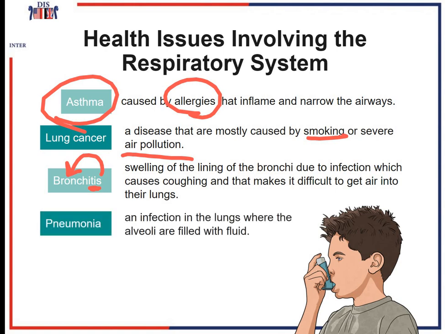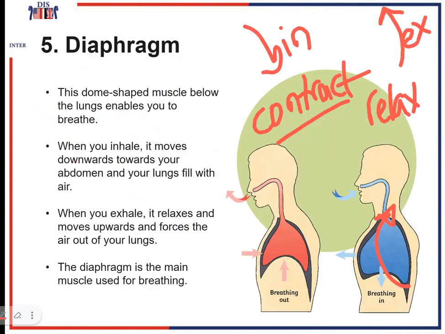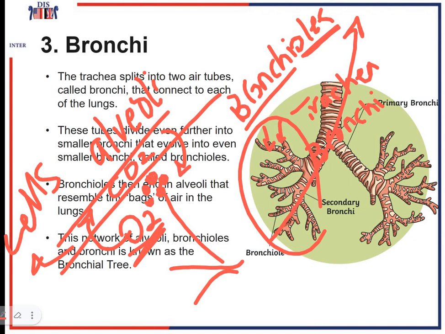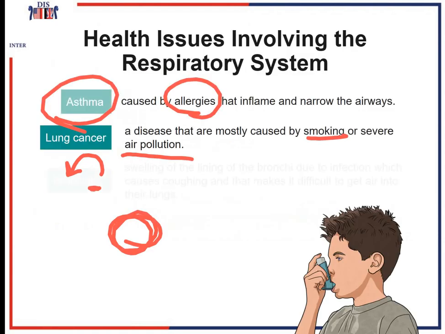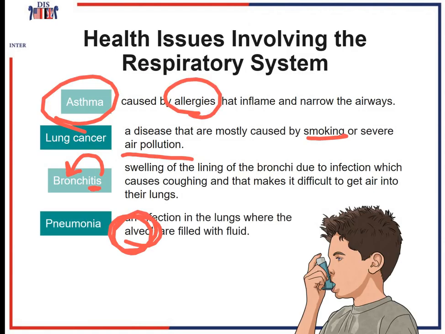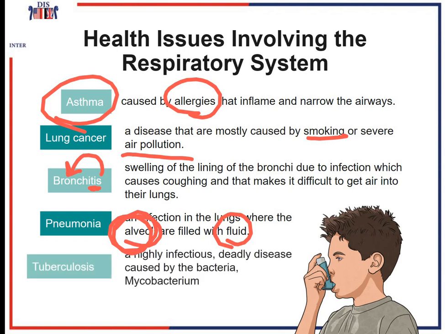We have pneumonia. Pneumonia is an infection in the lung that will cause the alveoli, which we said are air sacs, they contain air. In pneumonia, the alveoli are filled with fluids. So this is pneumonia. Alveoli containing fluids, this is pneumonia. Inflammation in the bronchi, this is bronchitis. Smoking or severe air pollution, this is lung cancer. Allergy, this is asthma. The last one is tuberculosis.